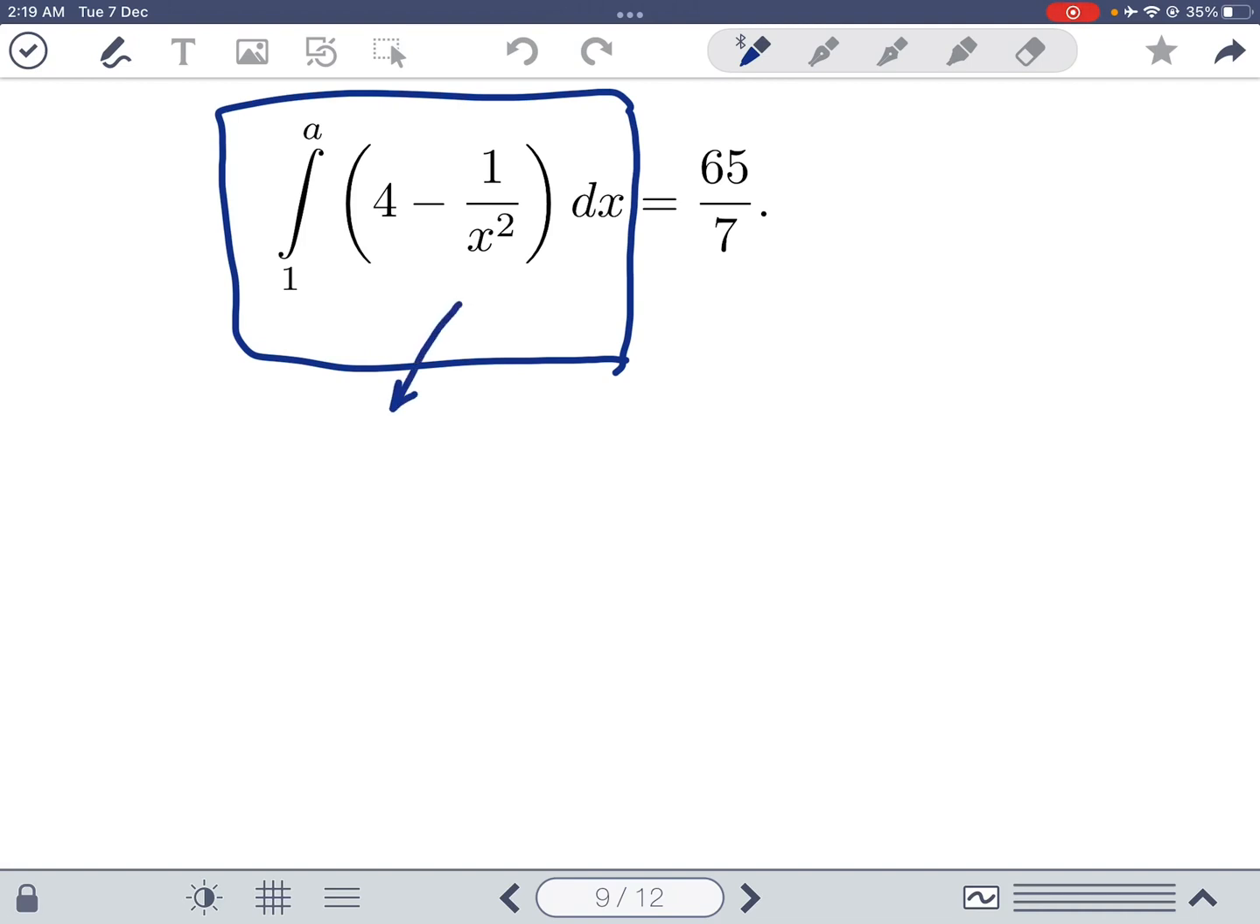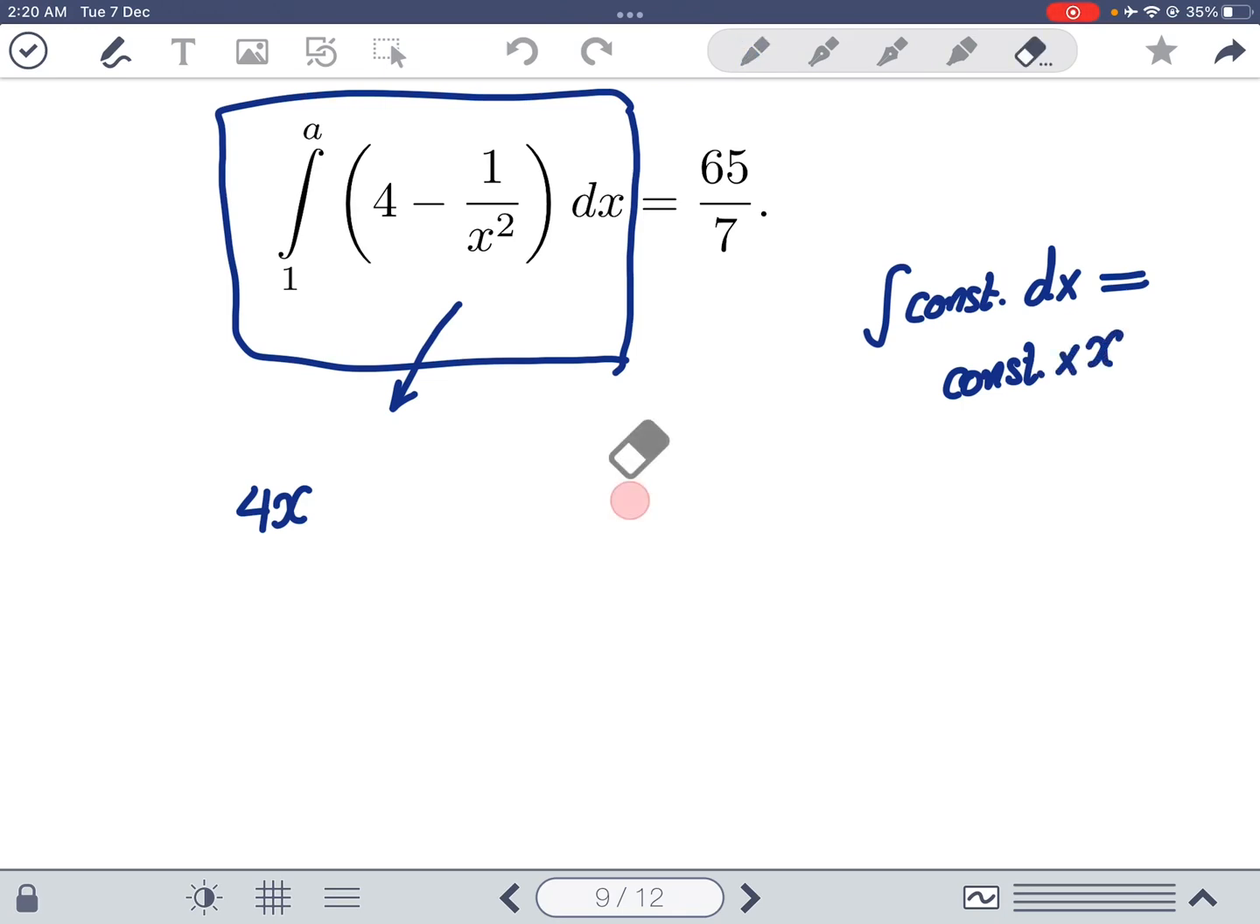So what's an antiderivative of 4? This is an easy integral to take: 4x. The integral of 4 is 4x. In fact, the integral of any constant dx is equal to this constant times x. Or the integral of c dx equals cx.